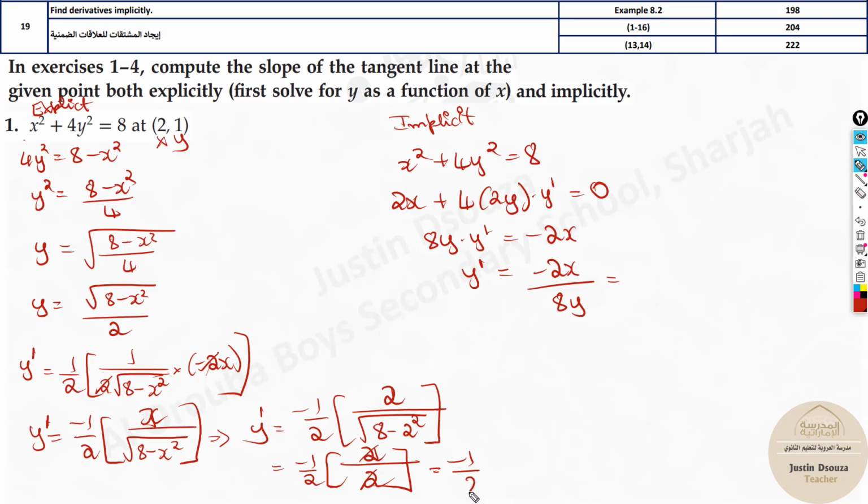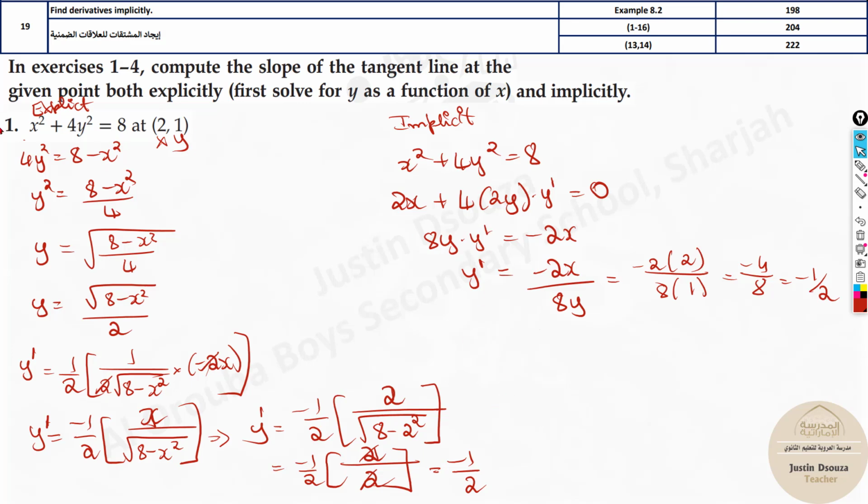That's the correct answer. Now what about over here? Here just substitute negative 2 into the x value 2 divided by, you can even simplify this to be 1 by 4. It's up to you. Or y is 1. So this is negative 4 by 8, that is negative half. So you can see the slope, the derivative, is the slope of the tangent line. That is equal in both the cases. Whether you do it implicitly or explicitly, it doesn't matter. The answer will be the same.